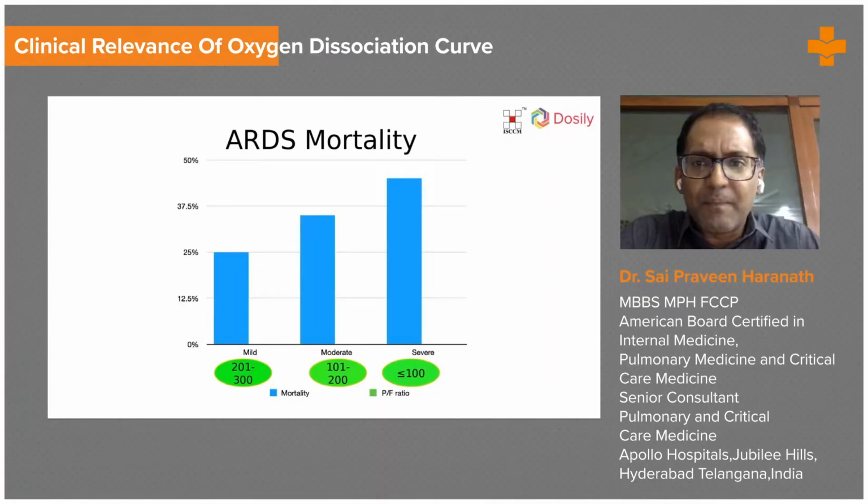ARDS kills people, and there are different types of ARDS in terms of mild, moderate, and severe. This is the PF ratio calculation. If the PF ratio is more than 300, that's excellent. Less than 100 is very bad, and the mortality goes up as your ARDS gets worse. These are approximate numbers, where the higher the numbers, the worse it is.